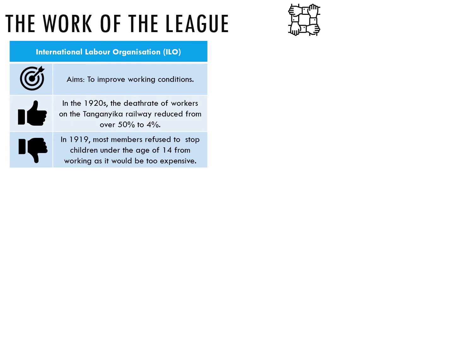The League of Nations wanted to improve people's lives because it thought that if people were happy, the risk of conflict would be lower. It set up agencies to work to achieve this, such as the International Labour Organization, where we can see its aims, its successes, and its failures.